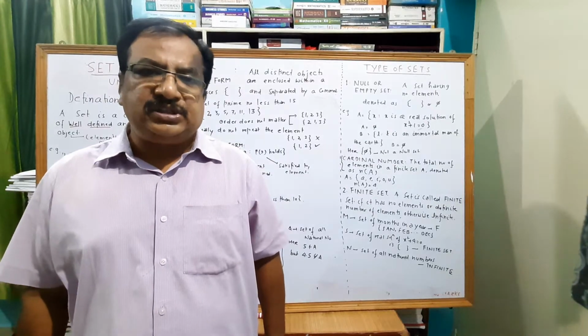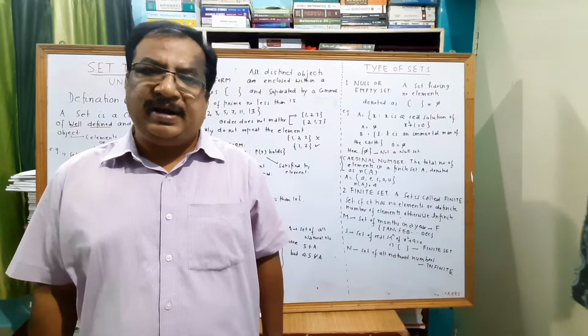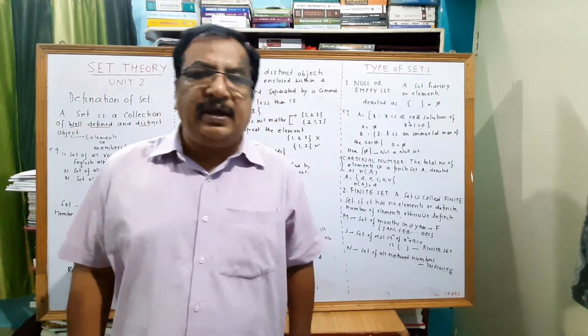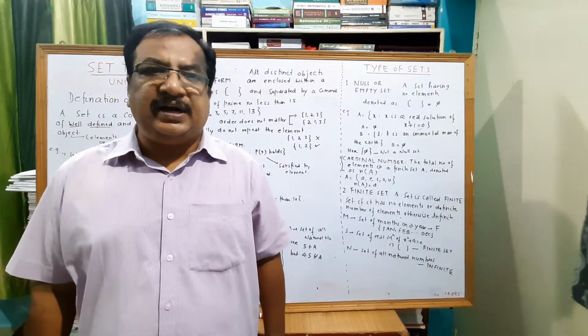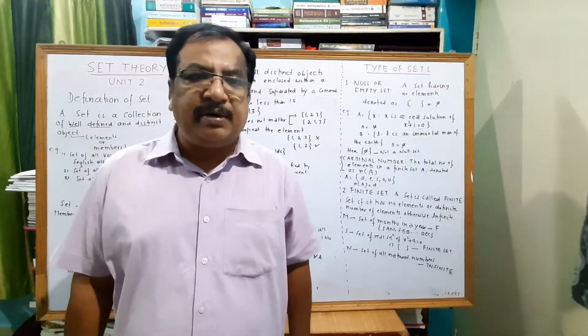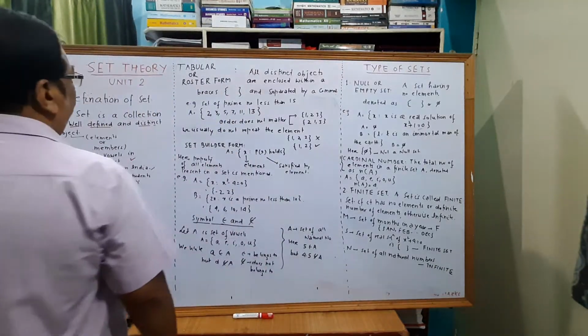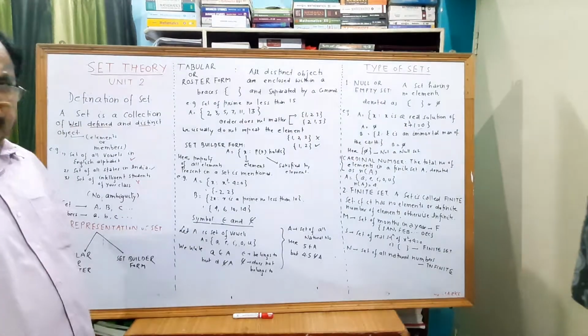Yesterday I discussed the syllabus of applied mathematics. We analyzed the syllabus of applied mathematics. Now today I am going to start the content of applied mathematics, that is, unit 2 algebra. I am going to start. So this is the first topic of algebra, that is set theory.